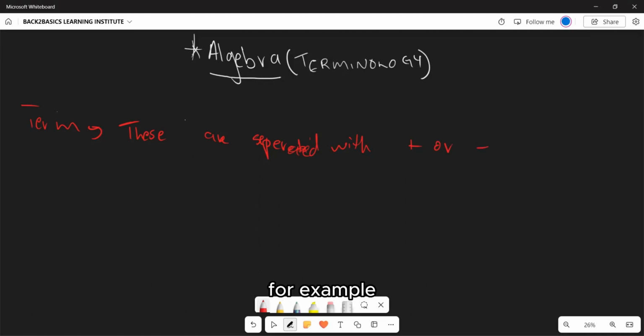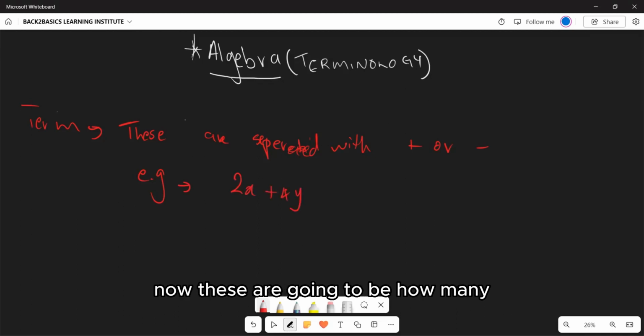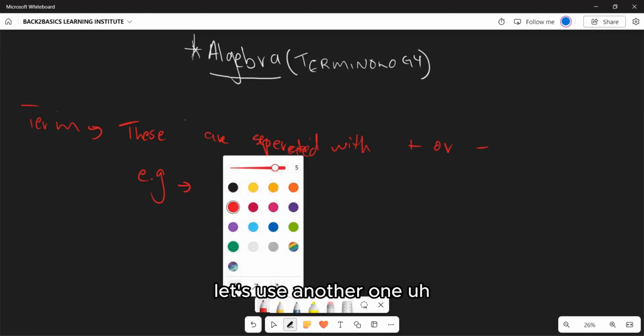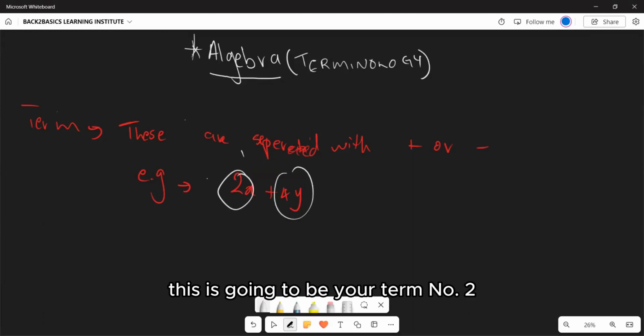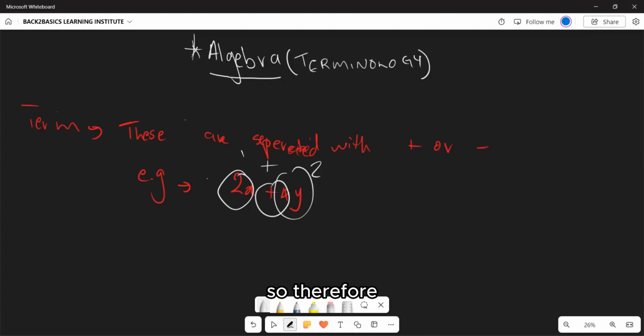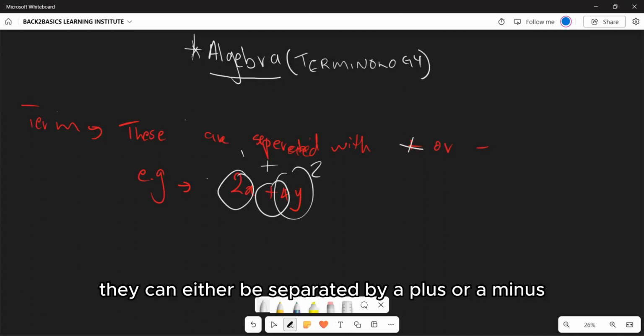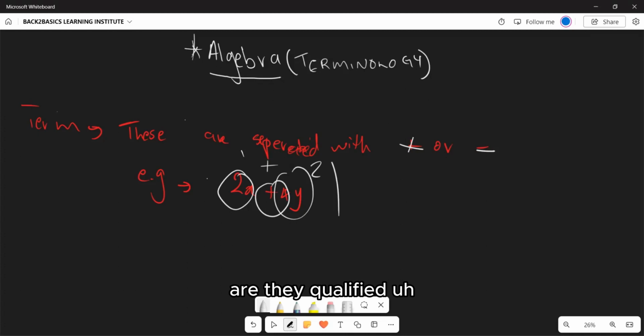Now, for example, if I give you different terms, let's say you have 2x plus 4y, right? How many terms are these going to be? This is going to be term number one, and this is going to be term number two. And why are we saying that? Because they are separated by a plus sign altogether. Remember, they can either be separated by a plus or a minus, nothing else, right? Since these two are separated by a plus, they qualify to be called two terms.